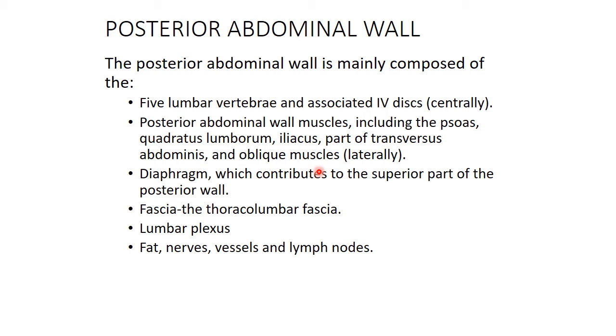And oblique muscles, the part of the transversus and oblique muscles, which are actually the muscles of the anterolateral abdominal wall. Then the diaphragm, the part of the diaphragm which is contributing to the superior part of the posterior abdominal wall. Then in fascia, the thoracolumbar fascia, the psoas and iliac fossa fascia covering the iliac fossa also, and the lumbar plexus. Then apart from that, fat, nerves, vessels, and the lymph nodes of the posterior abdominal wall.